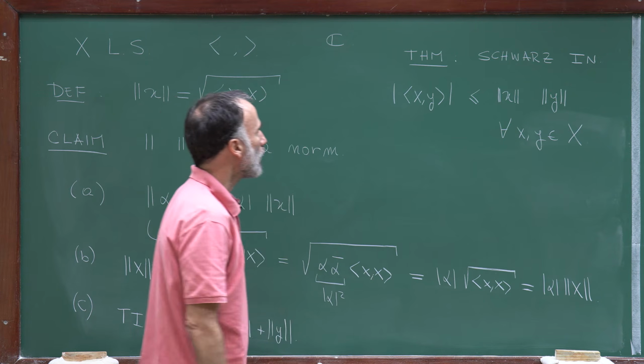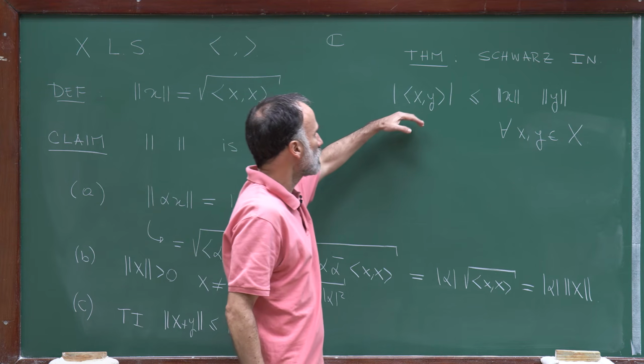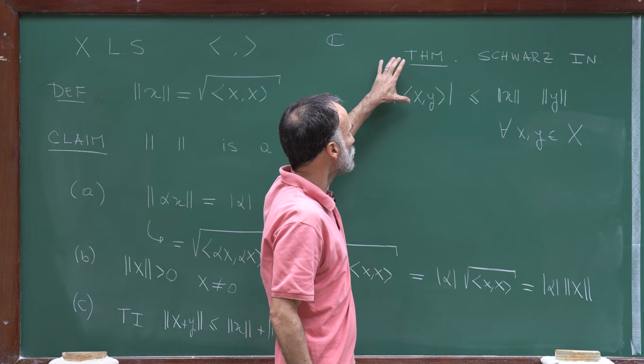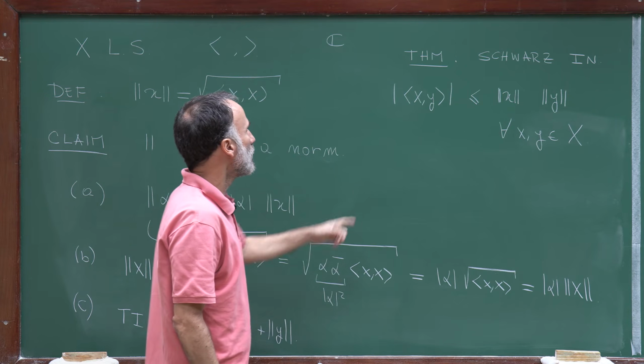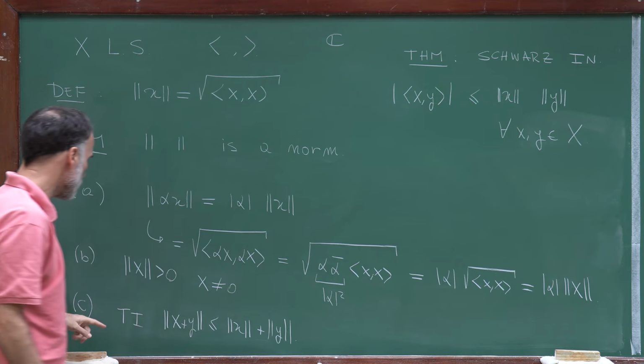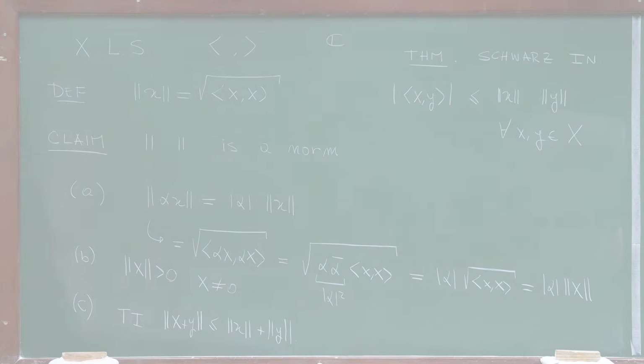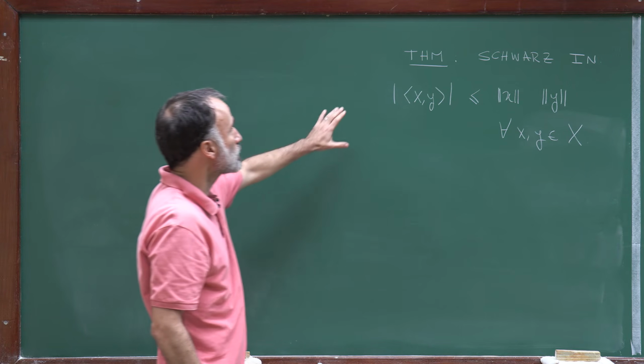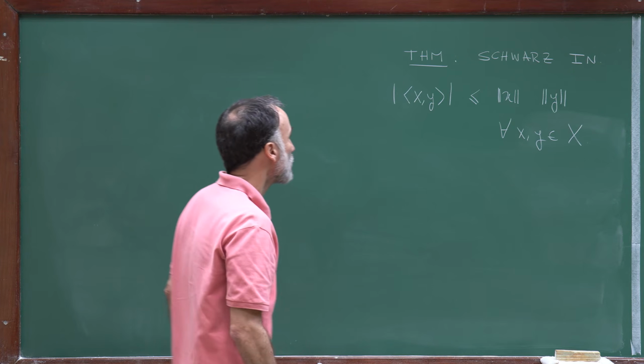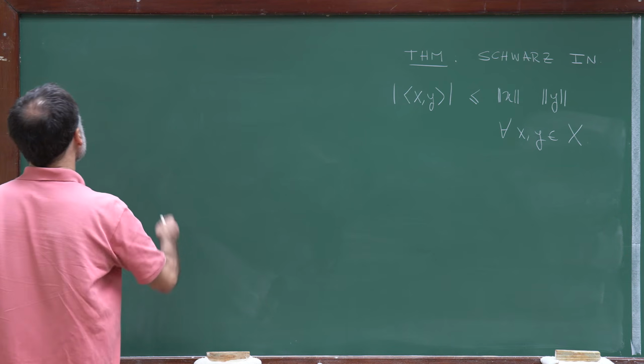In the next minute, we'll prove the Schwarz inequality, and then by using the Schwarz inequality, we'll prove the triangle inequality for the norm. So I left the statement of the Schwarz inequality, and we want to prove this inequality.